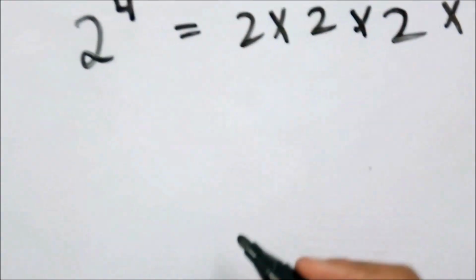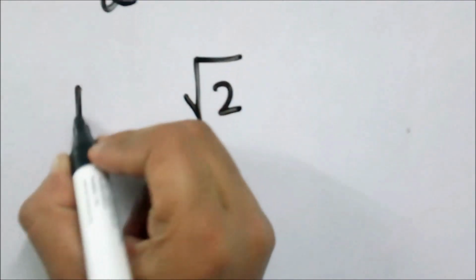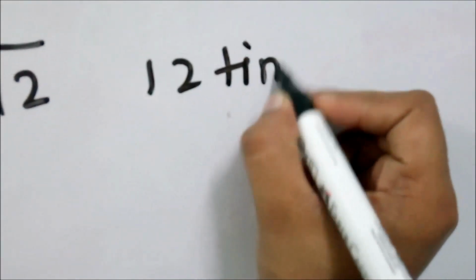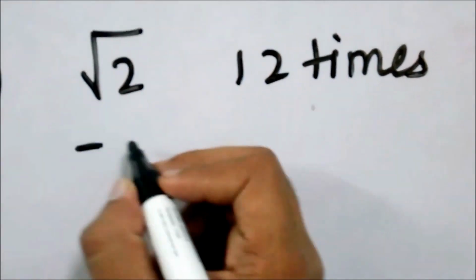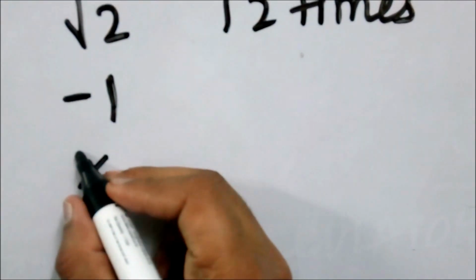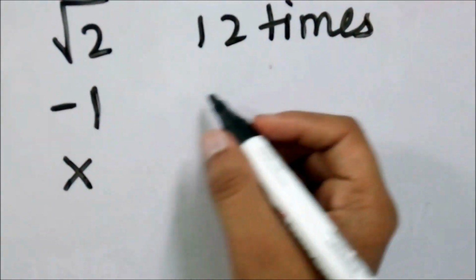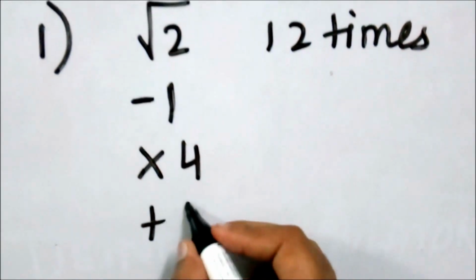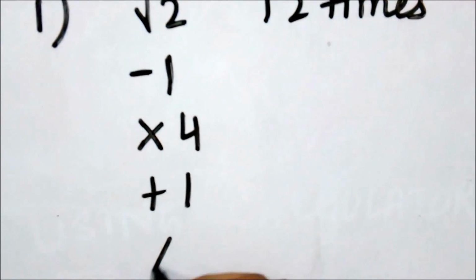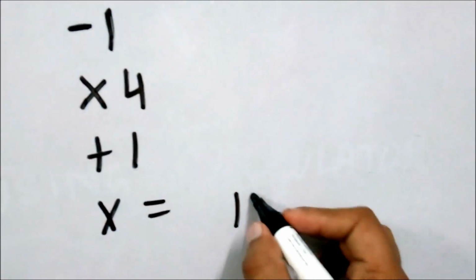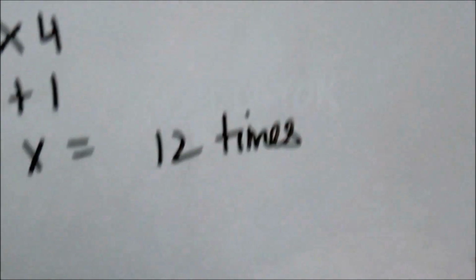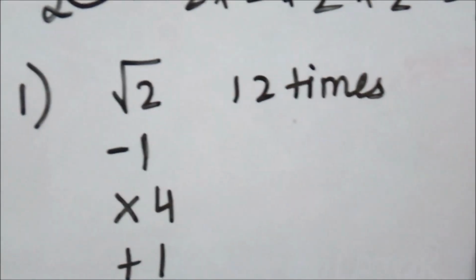But to solve it on a calculator, the first step is to take the square root of 2, 12 times. Okay, I will show you how it is done. Then subtract 1, then multiply it with the number which is the power, that is 4. Now add back 1 and now press into equals 12 times. You will get the answer. So let's see it practically how the same is done.